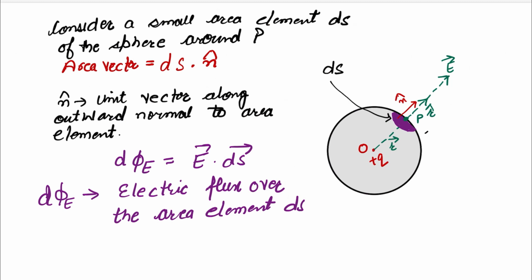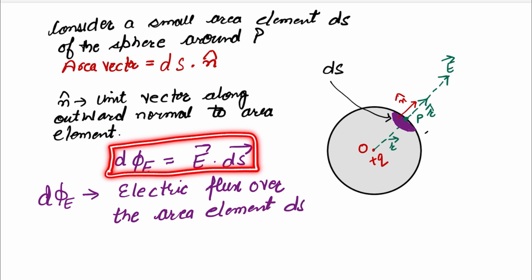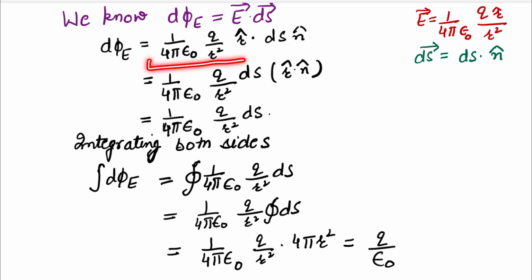So we choose a small area element which is ds, and n cap is the unit vector normal to this area element, and the area vector can be written as the product of the area element and the normal, right? Then we put the value of electric field and area vector in the expression. This is the value for electric field and this is the value for area vector. The common terms can be taken out. Inside we are left with r cap dot n cap.